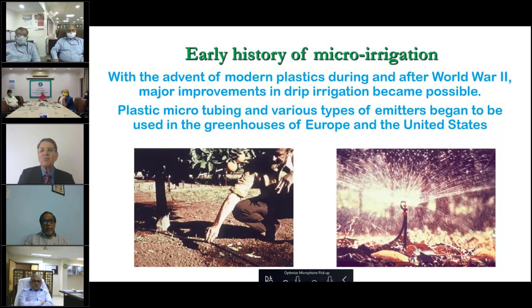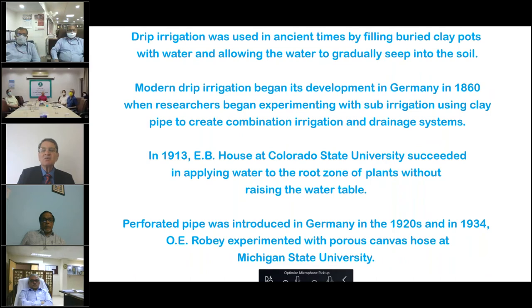Now, the early history of micro-irrigation started really with the advent of modern plastics during and after World War II in the 1940s, when major improvements in drip irrigation became possible. Plastic microtubing and various types of emitters began to be used in greenhouses of Europe and the United States. And drip irrigation was formerly used in ancient times by filling buried clay pots with water, allowing the water to gradually seep into the soil.